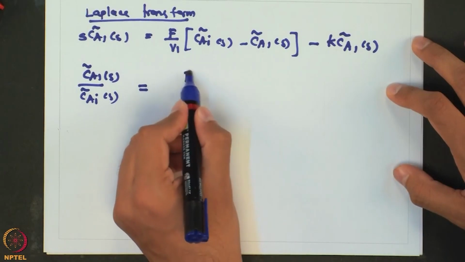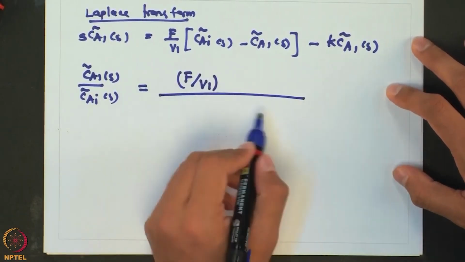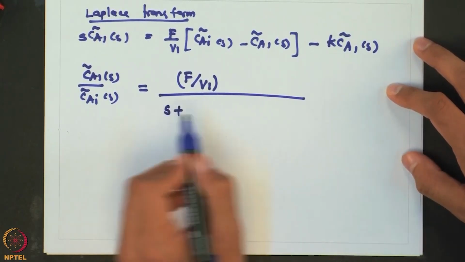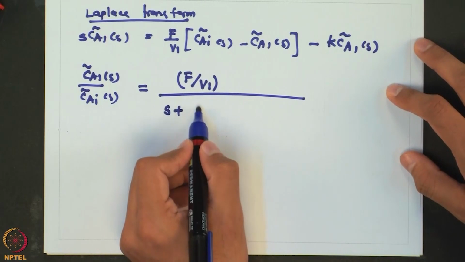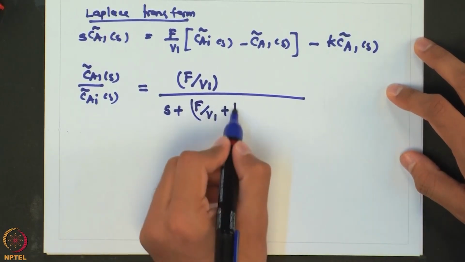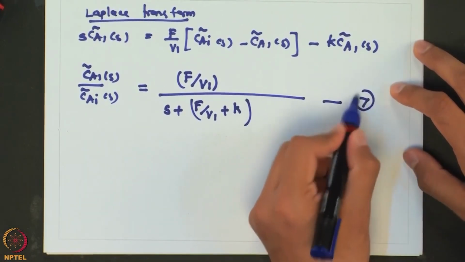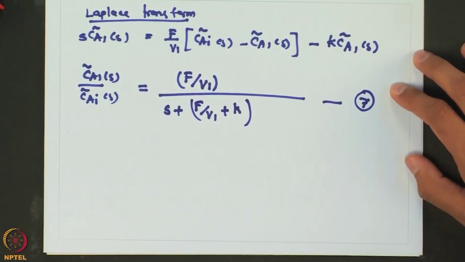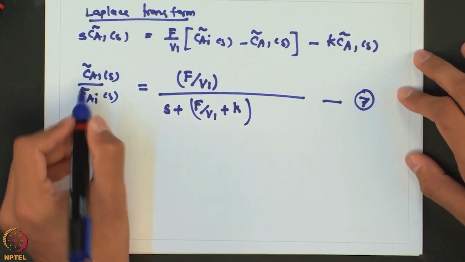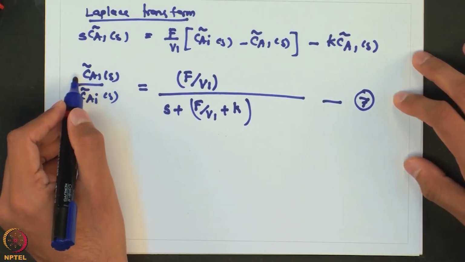(f/V1) divided by (s + f/V1 + K). Let us call it equation 7. So, this is the transfer function between changes in the inlet concentration to changes in the first CSTR concentration.